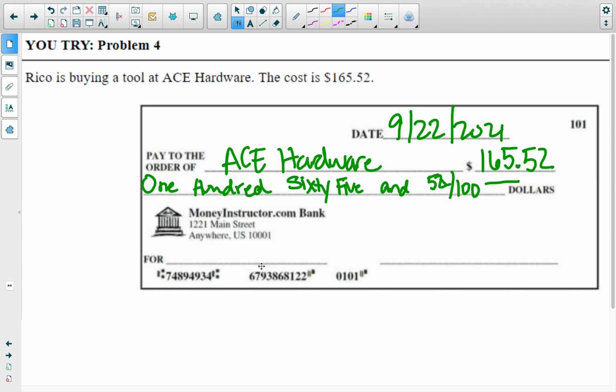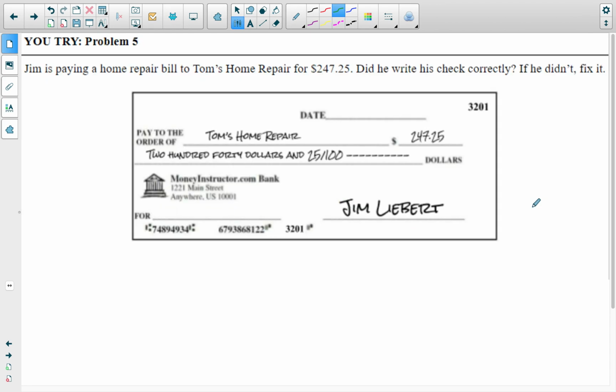And then write our line. For, we could leave this blank. It's really not important, but I'll just put tool here, and then we're going to write Rico's signature. That's Rico's check. Take a look at this example.